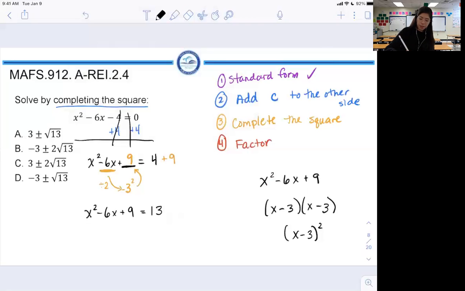I'm factoring it. When I factor it, I get x minus 3 squared equals 13. Y'all with me? Did I lose anybody? Do I have any questions? Ask them now. This is the time. If you're not sure where I got something or why I did something, this is the time to ask.